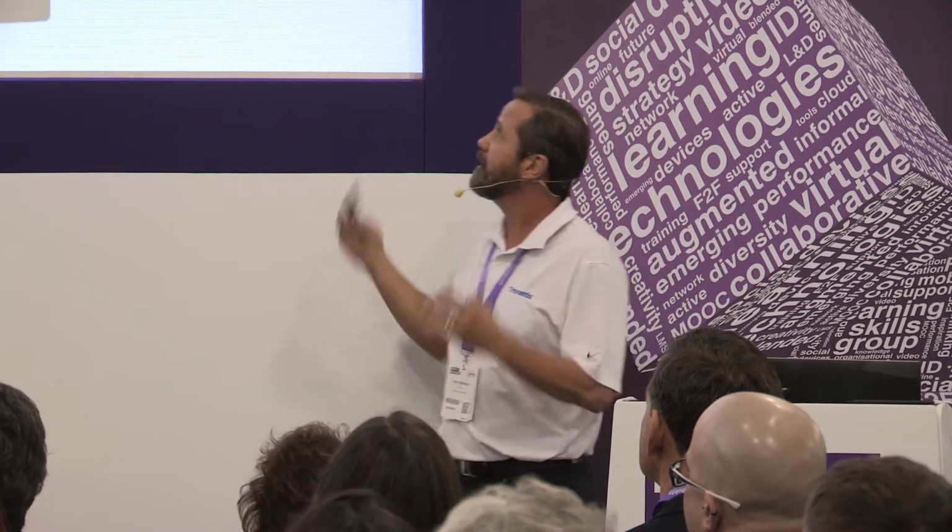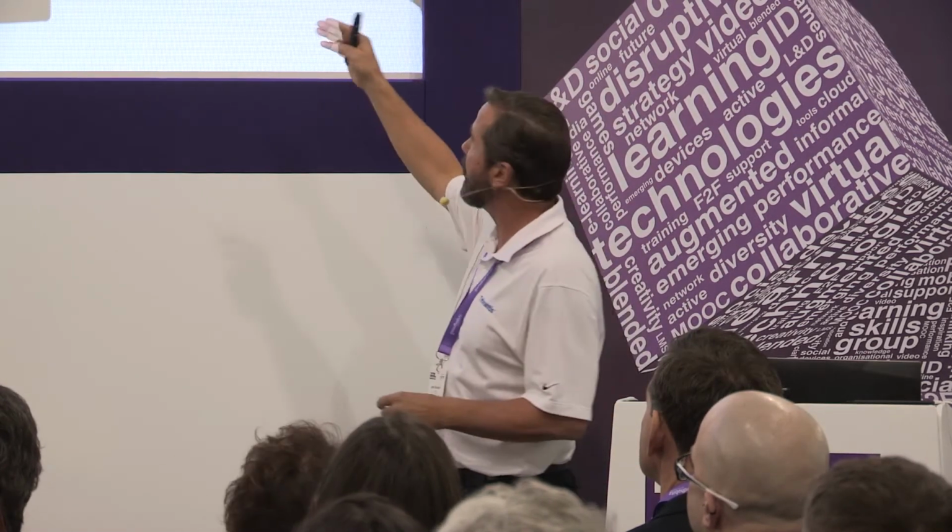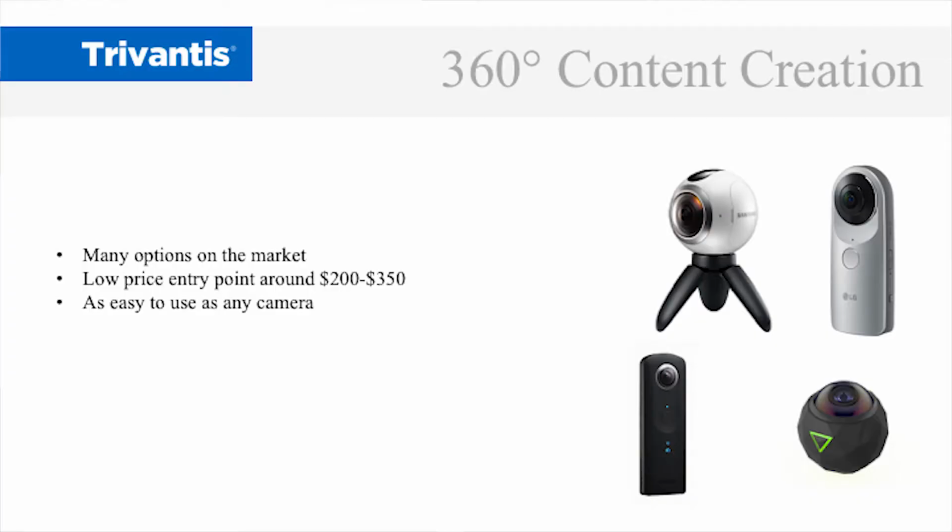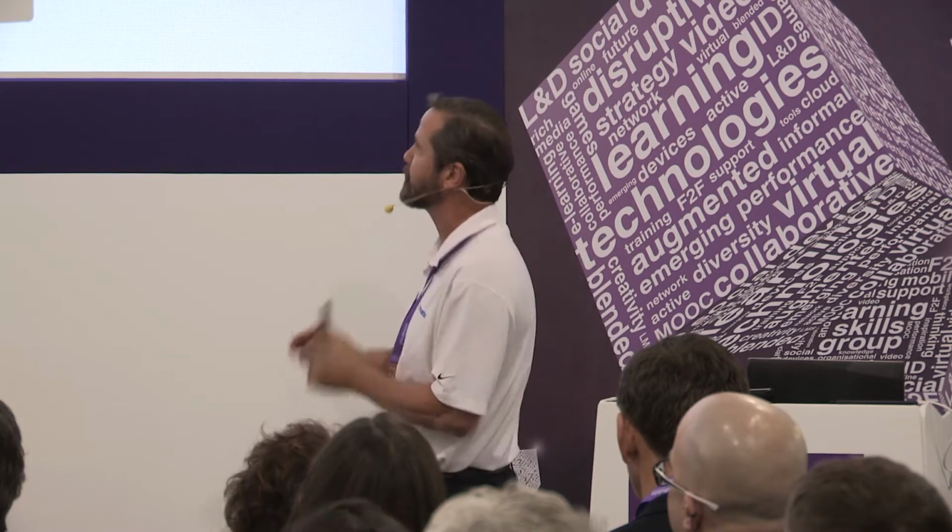Well, guess what? You can buy 360 cameras for $200 to $350 for almost any 360 camera out there on the market. They're cheap. They're easy. We have one over our booth right now. We're taking video right now. No problem. It's as easy to use as any camera, except that you can never be behind the camera. So you do have to get out of the scene when you're taking pictures.